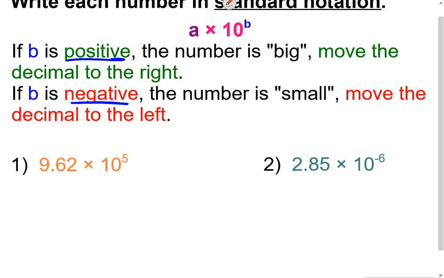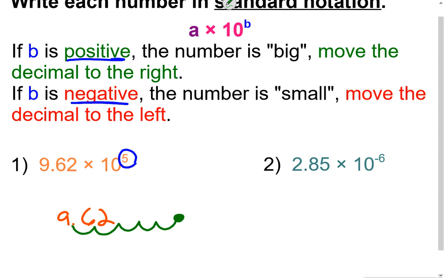So I'm going to write this down, 9.62. Now, notice the b value is positive. Therefore, we have to move this decimal to the right because we want this number to be big. So if we go 1, 2, 3, 4, and 5, our decimal place is now going to be right here.